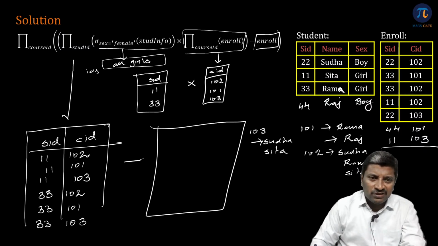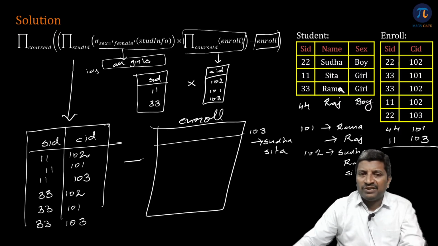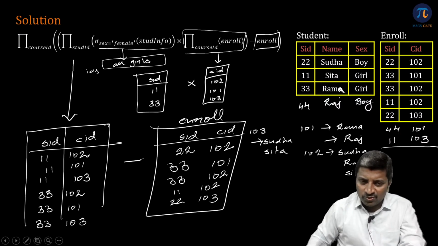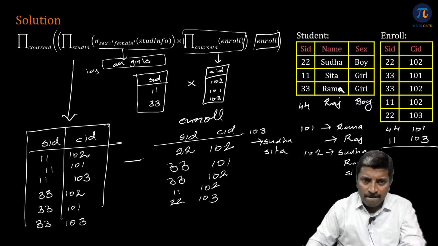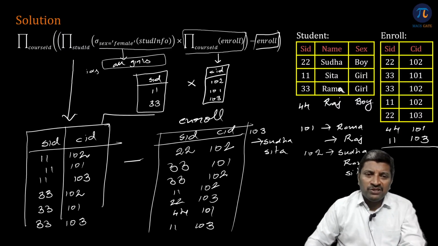This is what we got. What is enroll? In enroll, I have 7 records. You are already having it on this screen. Anyway, let me write it. 22, 102, 33, 101, 33, 102, 11, 102, 22, 102, 103, then 44, 101, 11, 103. Fine. Then from this, I need to subtract it.